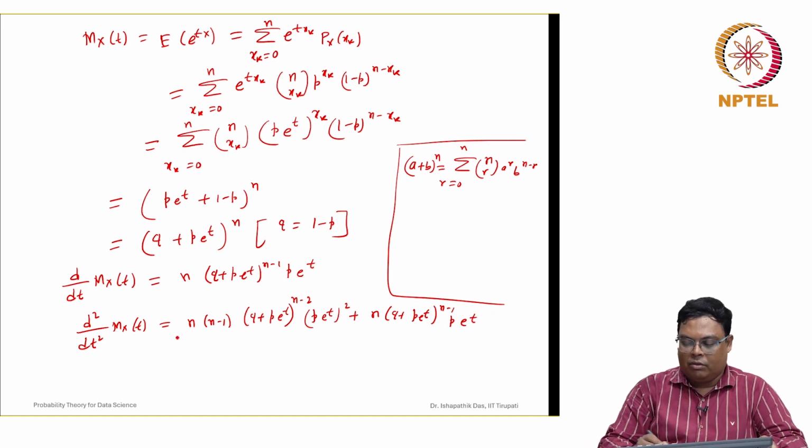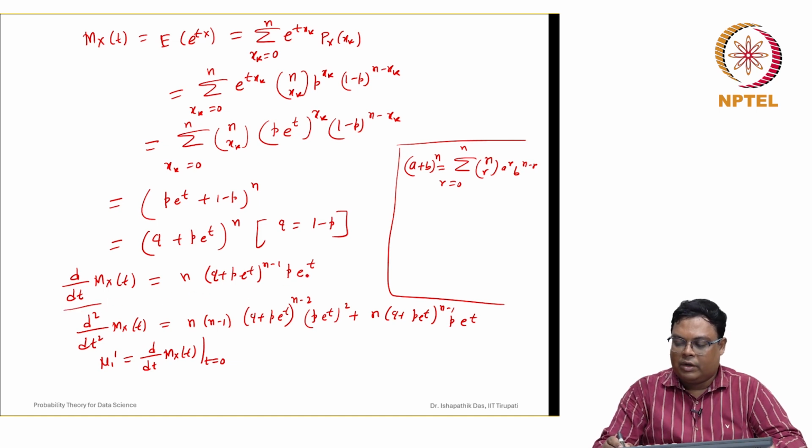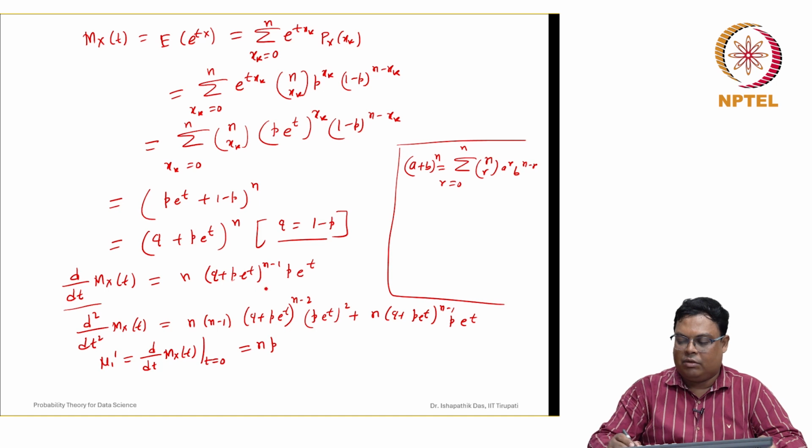So now we will get mu1 dash, which is nothing but the differentiation of M x of t, evaluated at t is equal to 0. If we put t is equal to 0, this part goes to 1, this part also goes to 1, p plus q is 1, because q is 1 minus p. So then this whole to the power n minus 1 is 1, so this becomes np. So this is n into p.